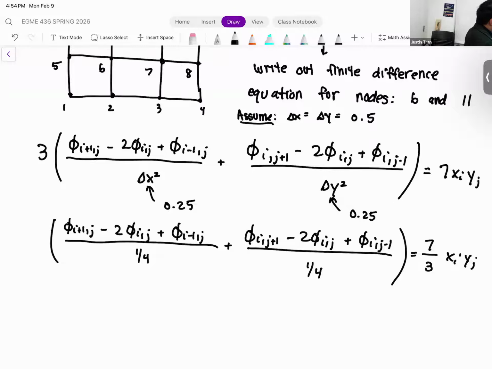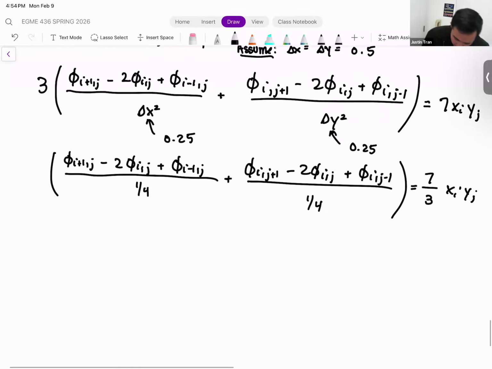All right, let's factor out the 1/4 from the denominator. When we factor out a 1/4 from the denominator, that ends up being a 4 in the numerator, right? So we kind of take the reciprocal of the denominator, and we end up with 4 multiplied by phi(i+1, j).